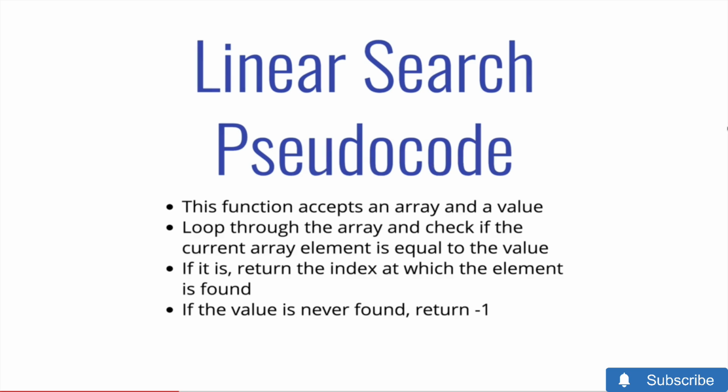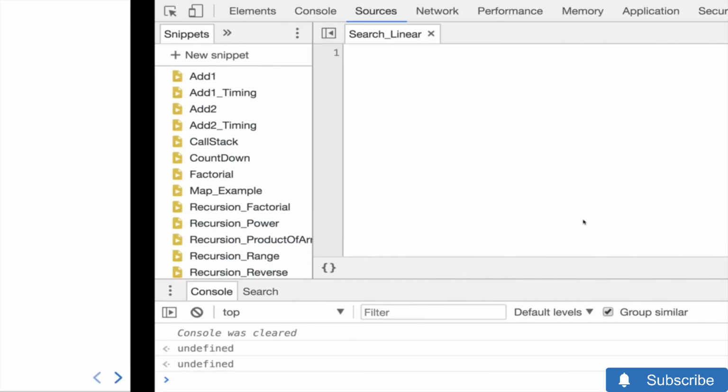Okay, so in this video, I'm going to implement our basic linear search. So here's the pseudocode again. We're going to write a function. Let's just call it indexOf, or linear search. And it's going to accept an array and a value. So we can start there.